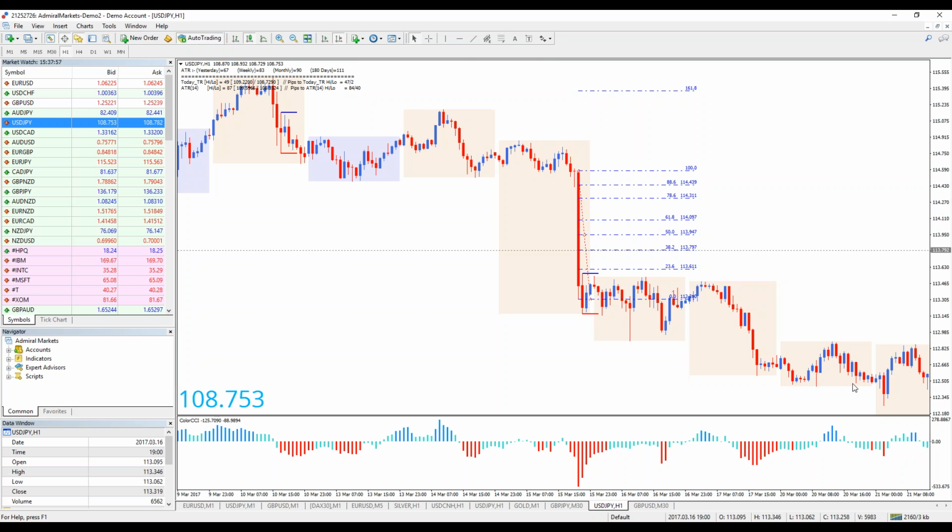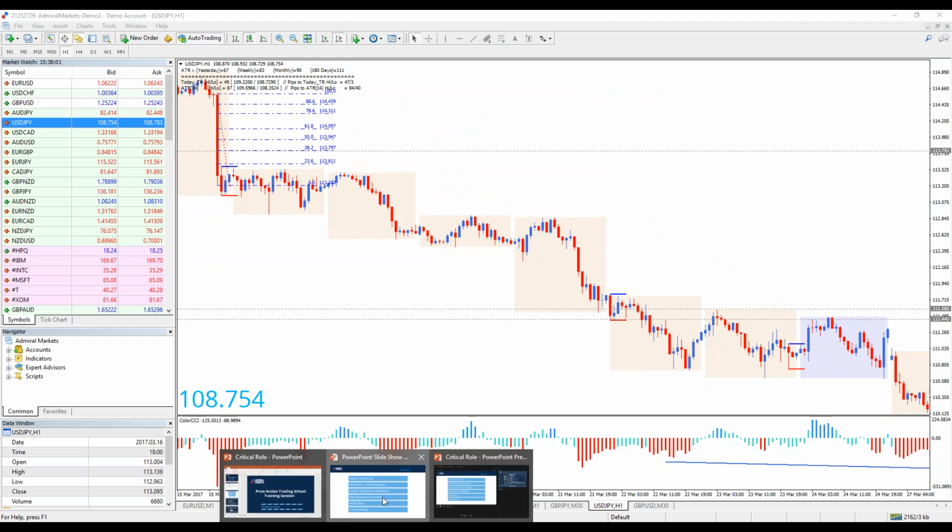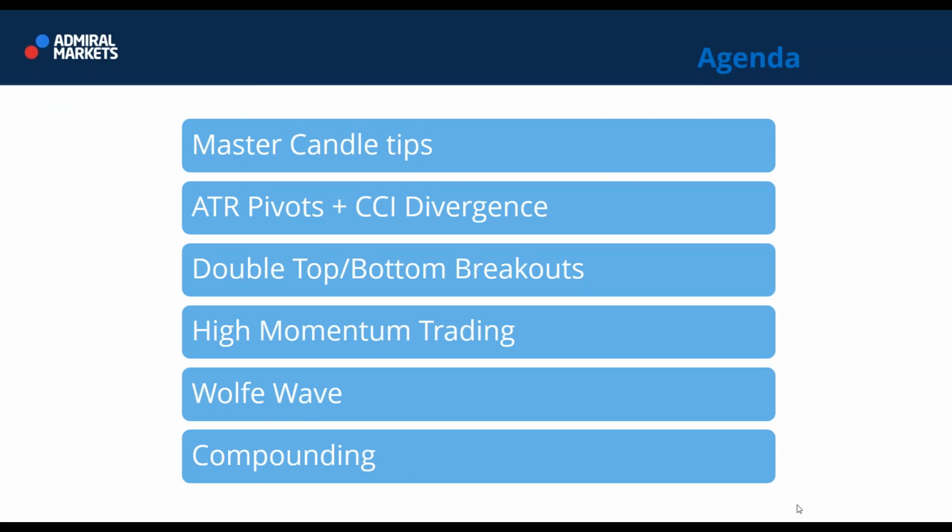Place your stop there and ride with the trend. Next tip is Wolf wave.